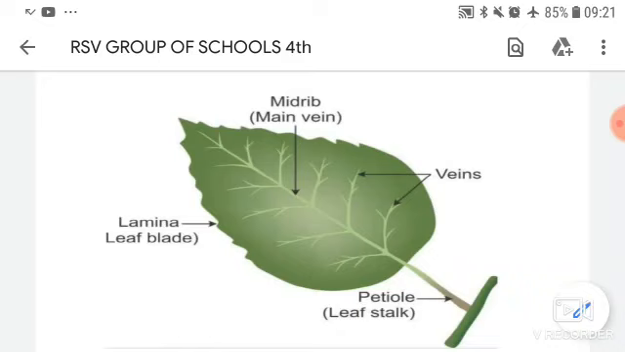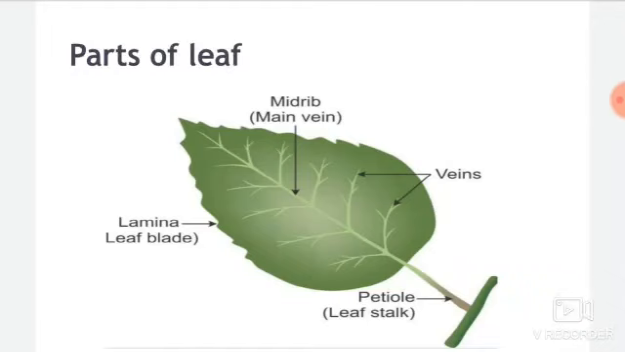And in the middle of the leaf, there is a line that goes from bottom to the tip, which is known as the midrib or the main vein. It conducts the nutrients and water to the leaf. And in the surrounding, there is a network of small veins.